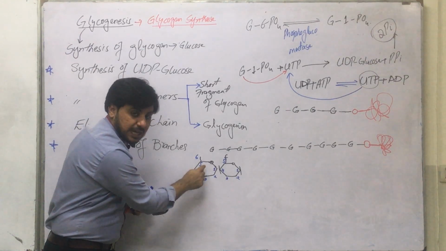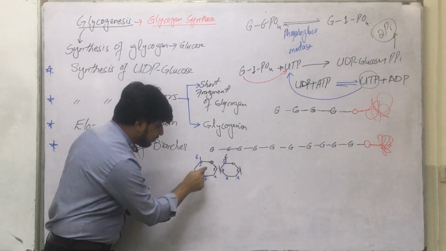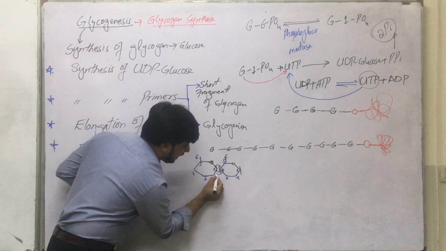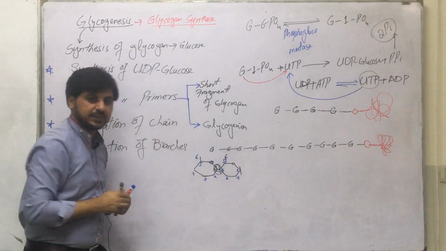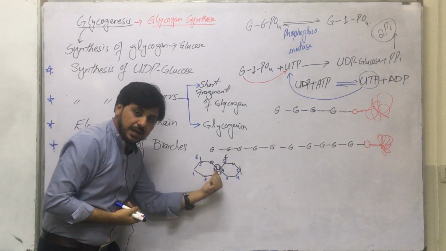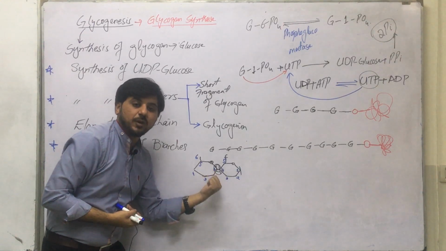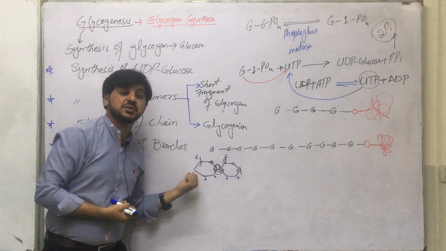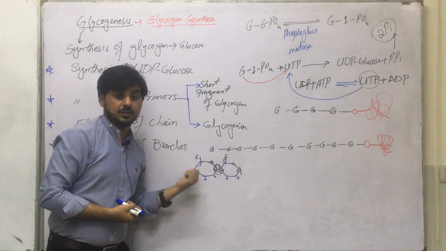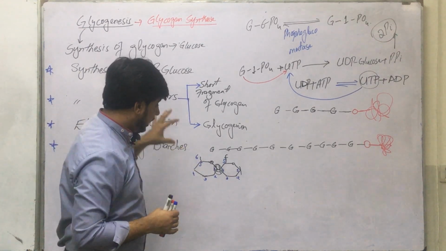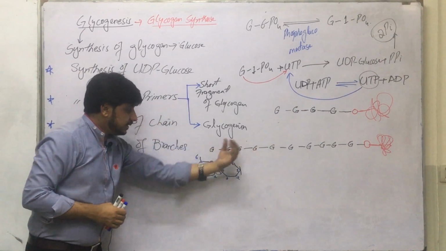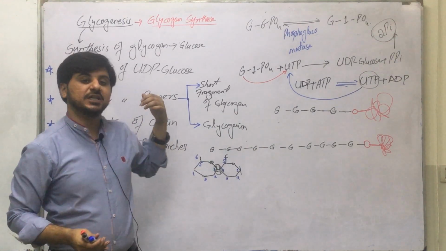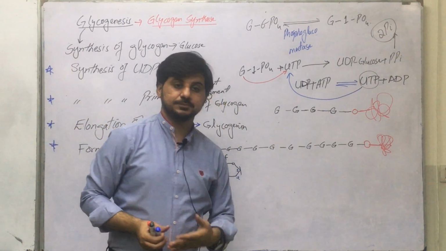The carbonyl carbon or the anomeric carbon of this terminal glucose is now used in the glycosidic bond, and this anomeric carbon is not available for the formation of a new glycosidic bond. So that's why this end is called the non-reducing end. These are generated as a result of elongation of the chain of glycogen.